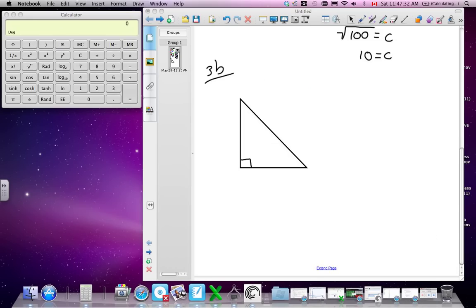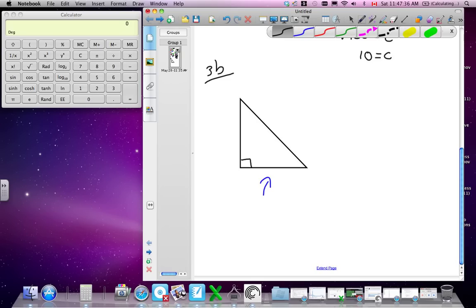So how long is that side there? 3 centimeters. Yep, that one's 3. How long is this side here? No. We don't know. Good. How long is this side here? 12 centimeters. Now, what side of the triangle is that? The hypotenuse. That's right. It's opposite of the right angle.